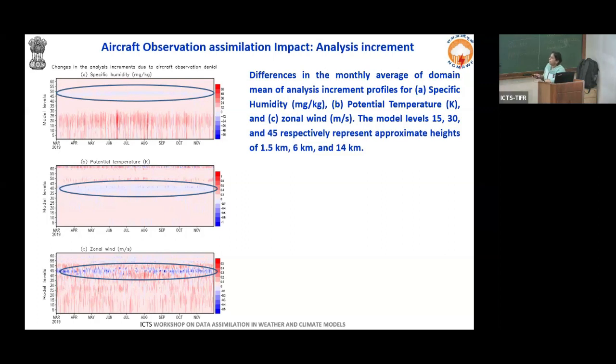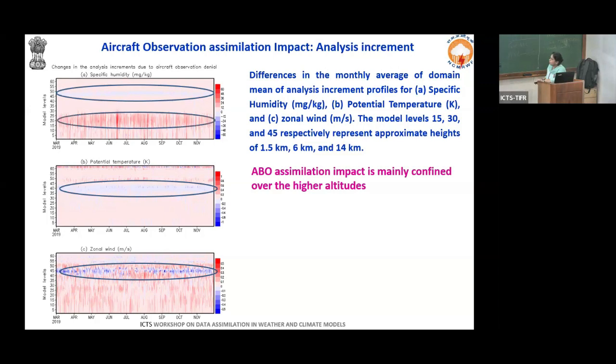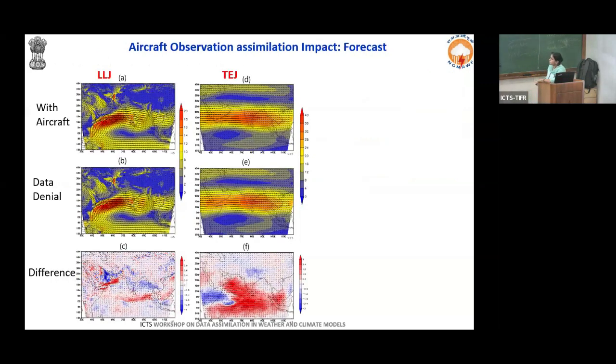Even in the specific humidity and potential temperature, even though we can see some impact in the lower levels in the specific humidity, mainly the impact is confined over the upper atmosphere, at the higher altitudes. Then we looked at how the monsoon features like the low level jet and TEJ are affected. At first glance there is not much change in the LLJ and TEJ. This is with aircraft data and this is without aircraft data. But if we see the differences in the low level jet, we didn't see much impact because most of the data is confined over the upper atmosphere.